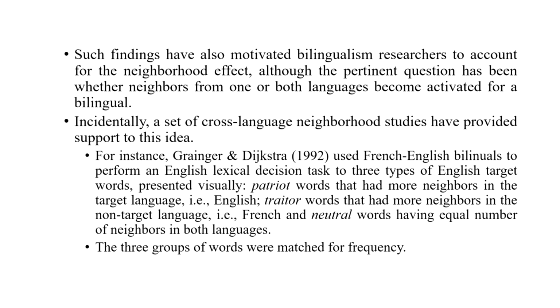For instance, Grainger and Dijkstra used French-English bilinguals to perform an English lexical decision task on 3 types of English target words. Mainly patriot words that had more neighbors in the target language, which is English, traitor words that had more neighbors in the non-target language such as French, and neutral words that had almost the same number of neighbors in both French and English. These 3 groups of words were matched for frequency, so the only critical factor differentiating between them was whether they had neighbors in the target language English, or in the non-target language, that is French, or an equal number of neighbors in French and English.